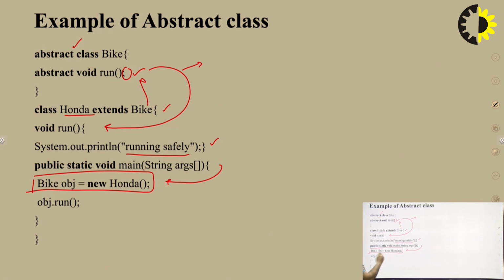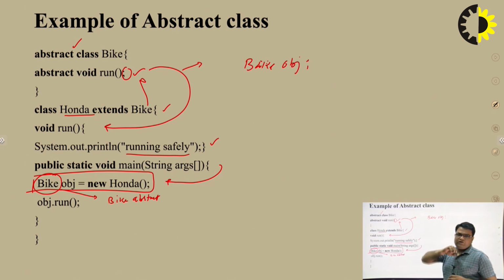This is the creation of objects, how to create an object by using the new keyword. Here Bike is an abstract class. We cannot instantiate it, we cannot create an object of that particular class, but we can create a reference variable of the abstract class. A reference variable means taking the name of the class and a variable of that particular class. This is allowed in case of an abstract class.